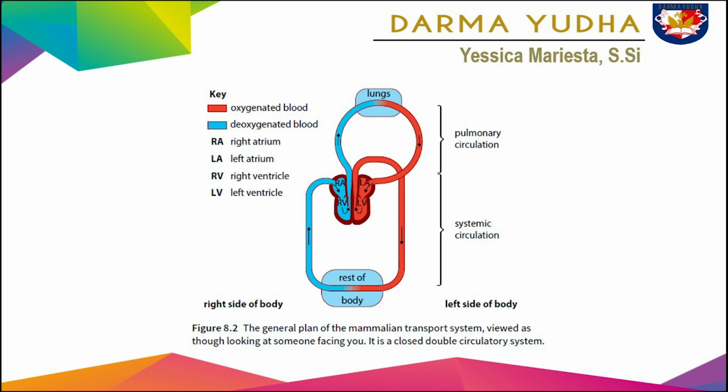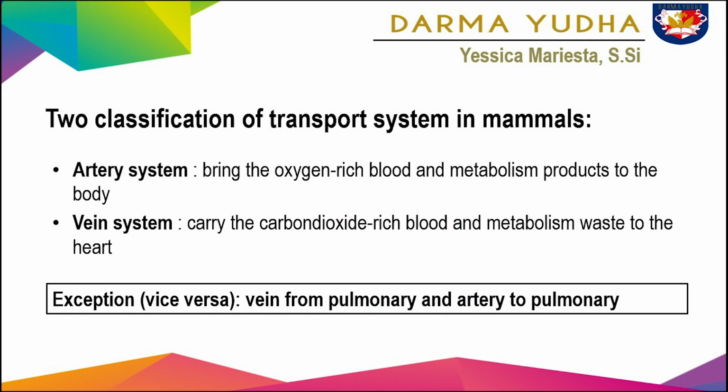The blood system, or as we know it, the cardiovascular system, is made of a pump, the heart, and a system of interconnecting tubes, the blood vessels. The blood always remains within these vessels, and so the system is also known as a closed blood system. There are two classifications of transport vessels in mammals. The first one is the artery system. The second one is the vein system.